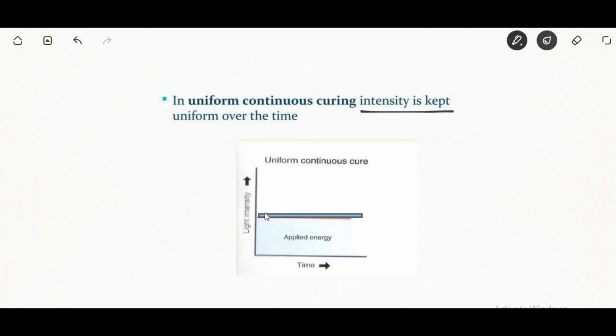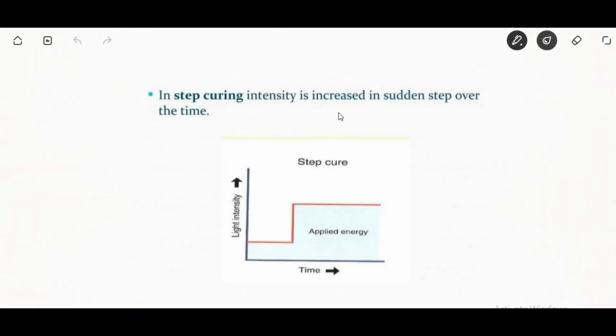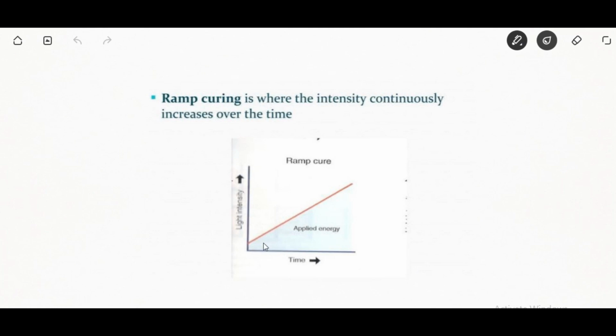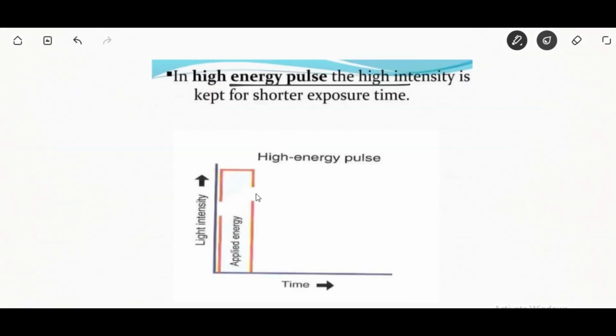So in the uniform continuous curing, intensity is kept uniform over time. Whereas in the step curing, the intensity is increased in a sudden step over time. In the ramp curing, the intensity continuously increases over time. Whereas in the high energy pulse, the high intensity is kept for a shorter exposure time.